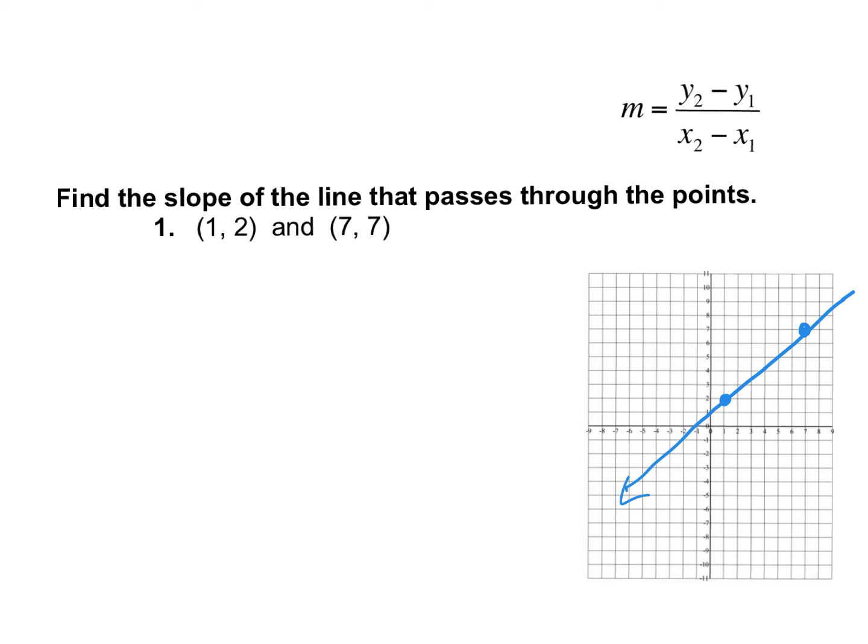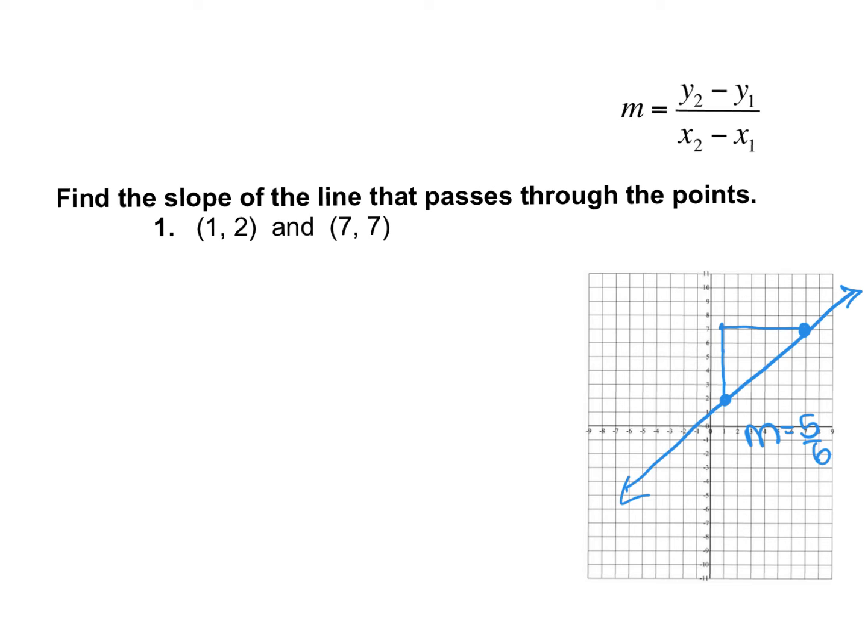All right. So remember, if we were using the rise over the run, I'd be going up 1, 2, 3, 4, 5. So I went up 5. And then I'm going over 1, 2, 3, 4, 5, 6. So my slope is 5 all over 6.